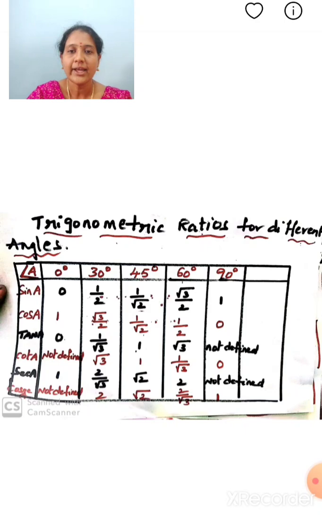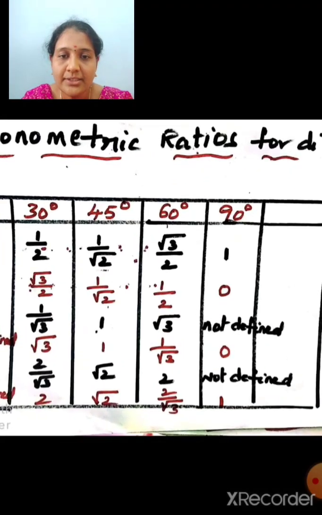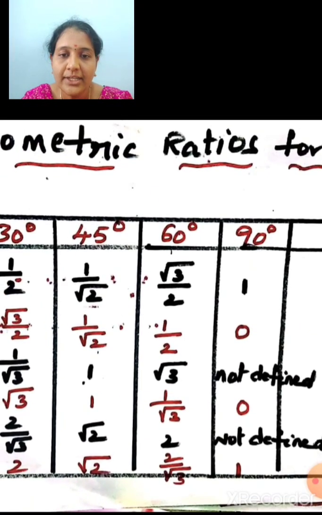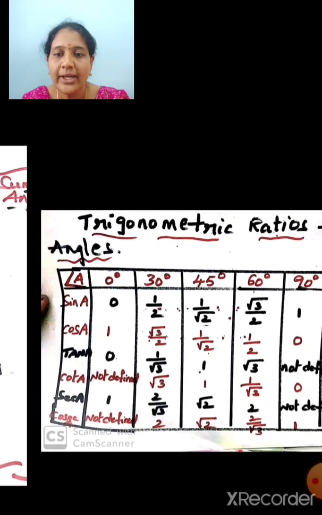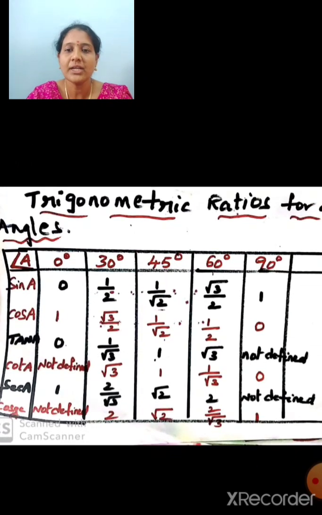Then tan 90 is not defined. So cos 90 is 0. So likewise, we have to take the reciprocal for sec also. That is the reciprocal of cos. 1 by 1, that is 1. Next, coming to 30 degrees. Cos 30 is root 3 by 2. Reverse it, 2 by root 3. Next, cos 45 is 1 by root 2. Reverse it, root 2 by 1.